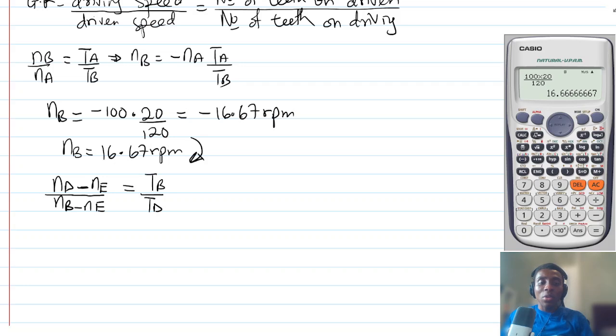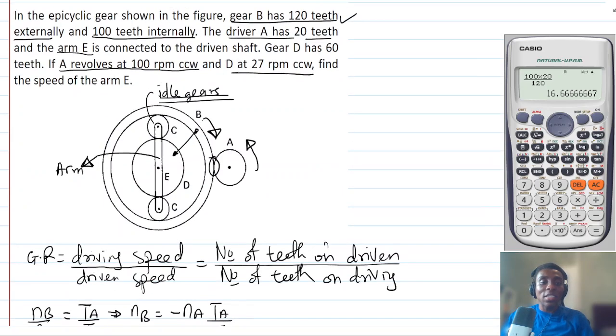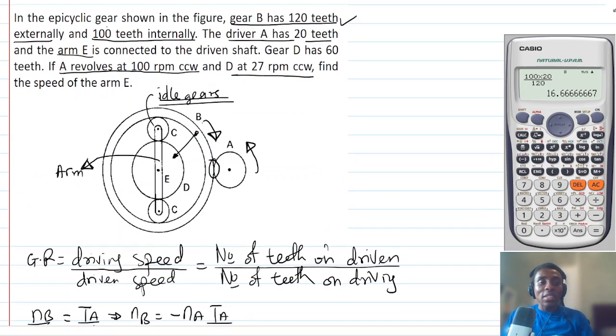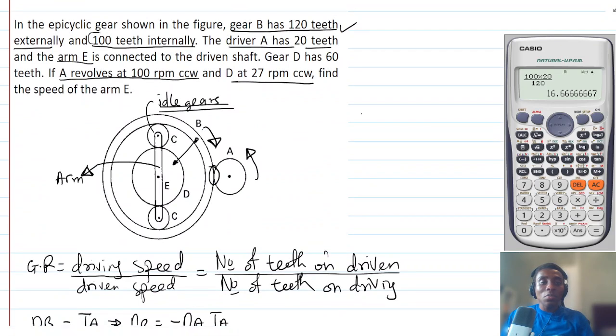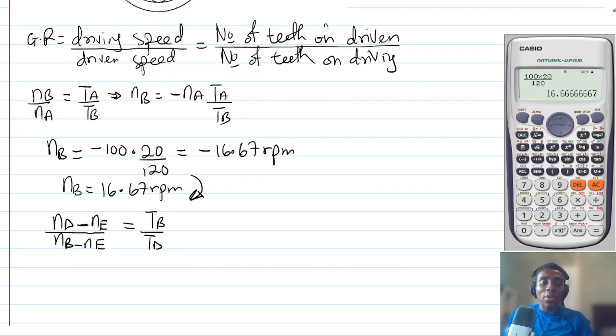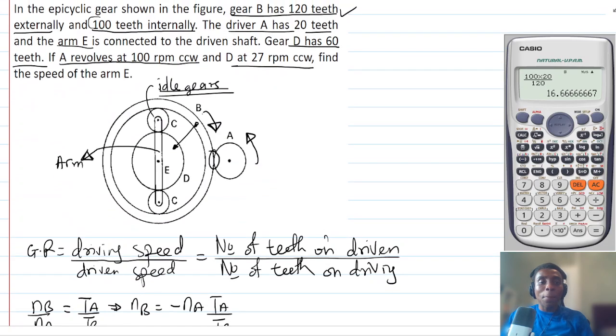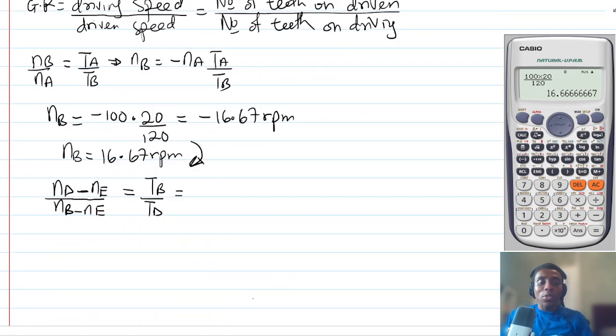But then what do we have? So we know that internally, because this is touching internally, the number of teeth on B is 100. And the number of teeth on D is 60. So we have 60 and then 100. Okay, that's all what we know.